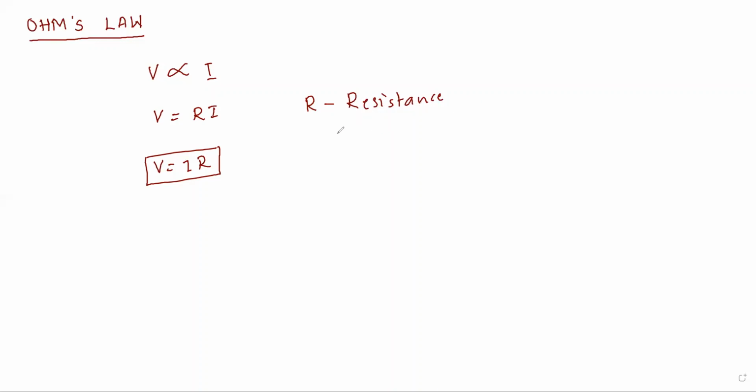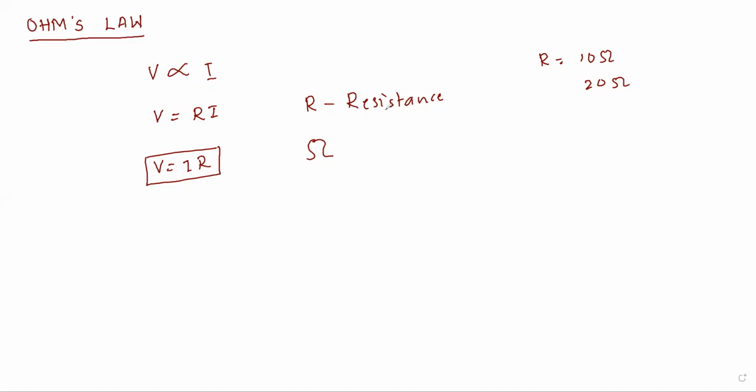The SI unit of resistance is ohm, which is denoted by this symbol. Resistance is always denoted with this notation, that is ohms. For example, resistance R is equal to 10 ohms or 20 ohms, like this. So this is the SI unit of resistance.